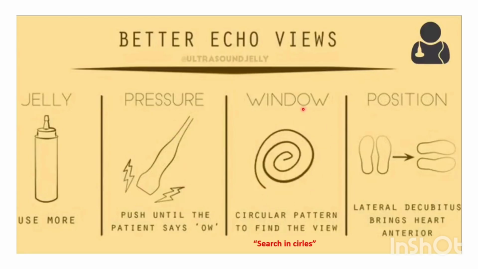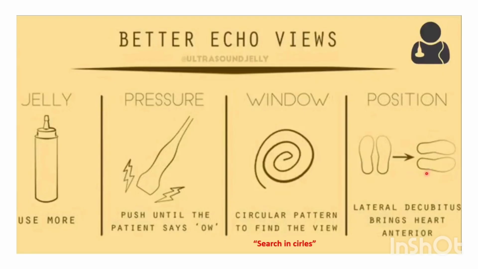Then to attain the window initially, it is suggested that you go in a circular pattern to find the best views. That is, you have to search in circles rather than tilting or sweeping. You can go with the probe initially to get the best window. You can go in a circular manner, and the left lateral decubitus position is ideal because it will bring the heart more towards the chest wall, and you can get a better window.